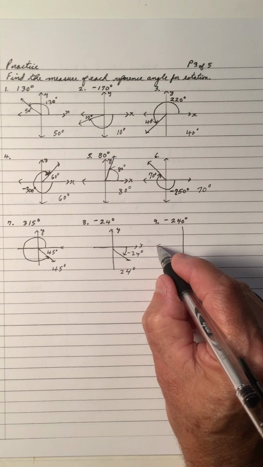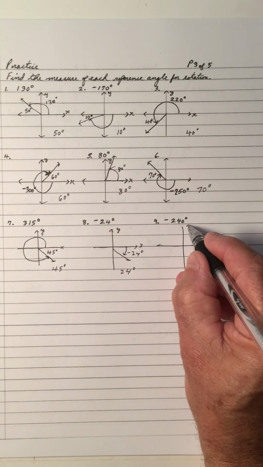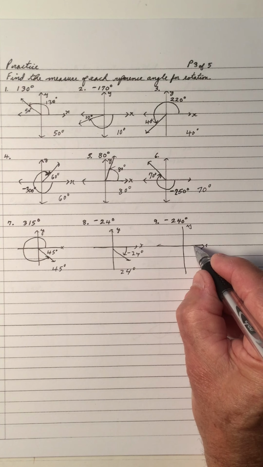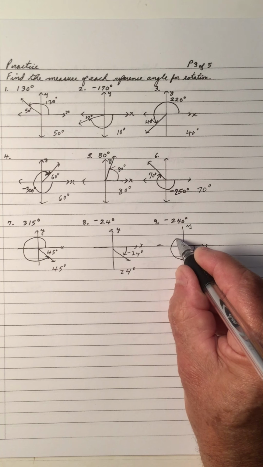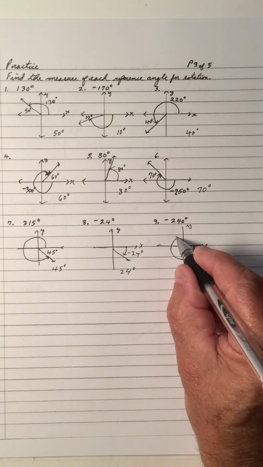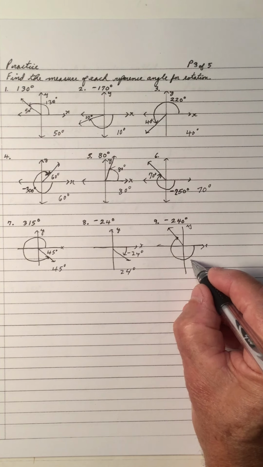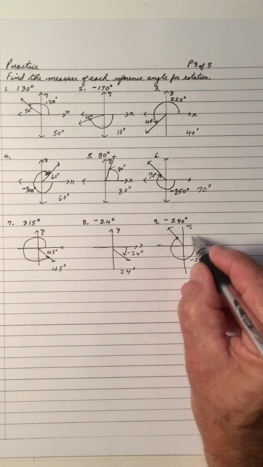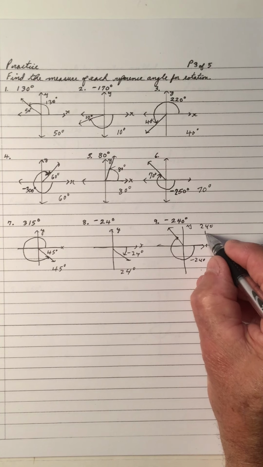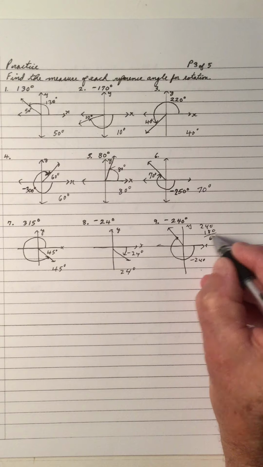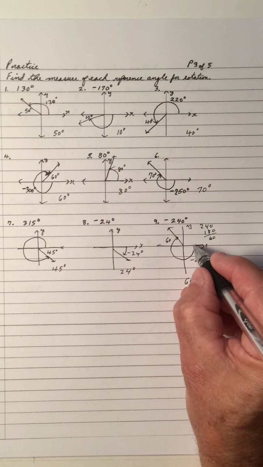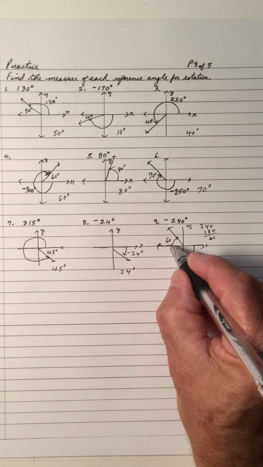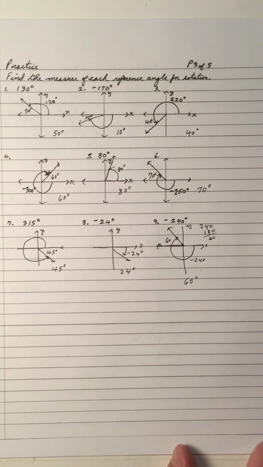And a negative 240, x-axis, y-axis. Start with the initial arm, negative 90, negative 180, and almost up to negative 270. So that's negative 240. 240 take off 180 gives us 60. So this is the reference angle of 60 degrees between the x-axis and the terminal arm.